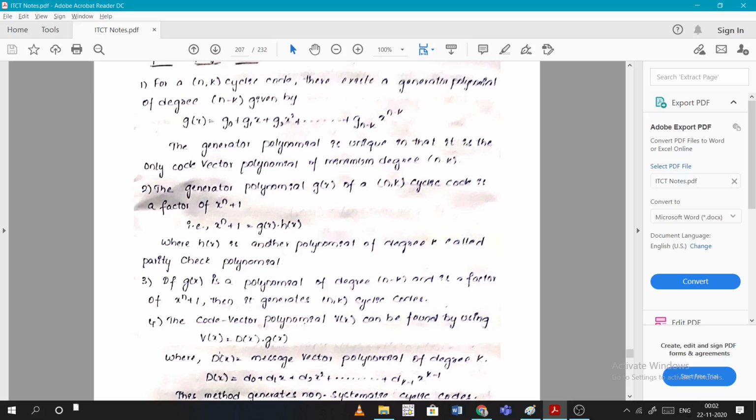The code vector, that is v(x), in simple terms, is v(x) = d(x) into g(x). Okay, d(x) is the data that is written in polynomial form.